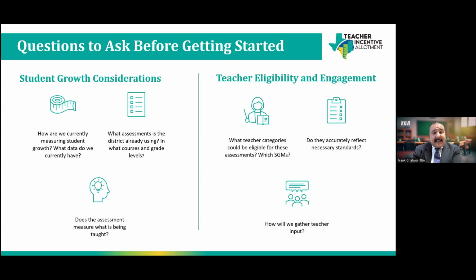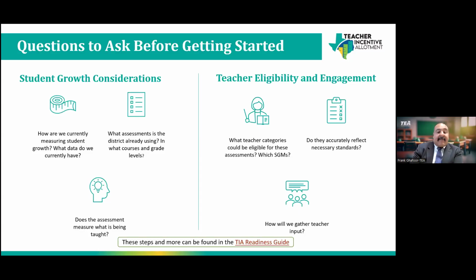So we need to consider some things, and obviously engage our teachers, engage our other stakeholders to find out what is the best way to measure that student's growth throughout the course of the year, so we can tie that back to the applicable teacher and hopefully make them eligible for the allotment.